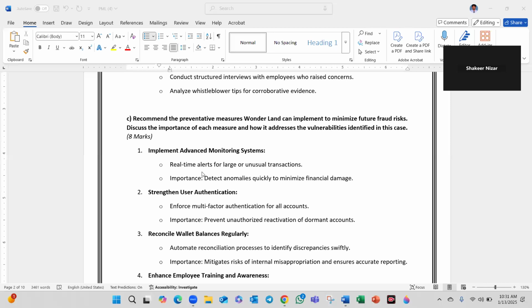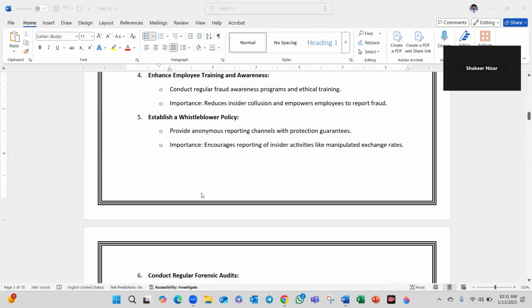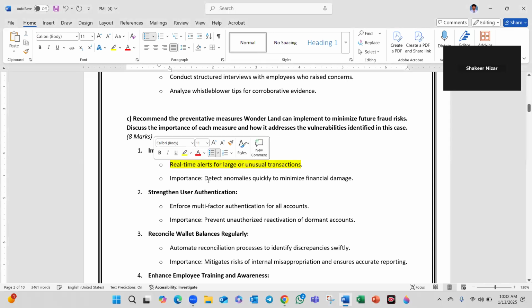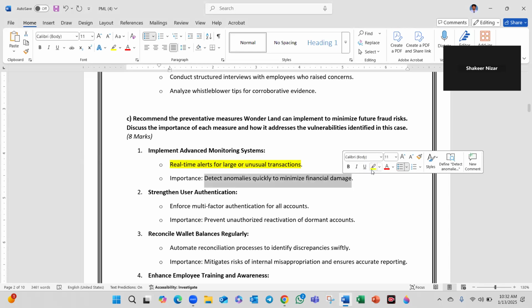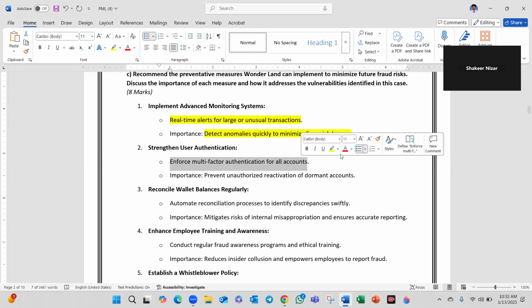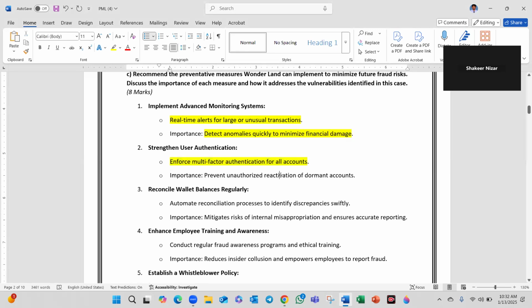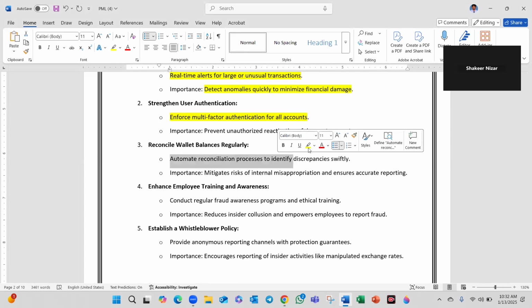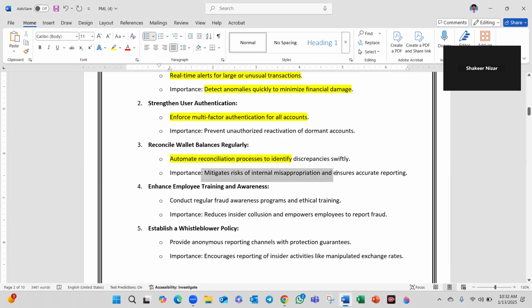Implement advanced monitoring systems, real-time alerts for large unusual transactions, right? Detect anomalies quickly to minimize financial damage. Strengthen user authentication. Enforce multi-factor authentication for all accounts. Prevent unauthorized reactivation of the dormant accounts. Reconcile wallet balances. Automate the reconciliation process to identify discrepancies. Mitigates risk of internal misappropriation and ensures accurate reporting.